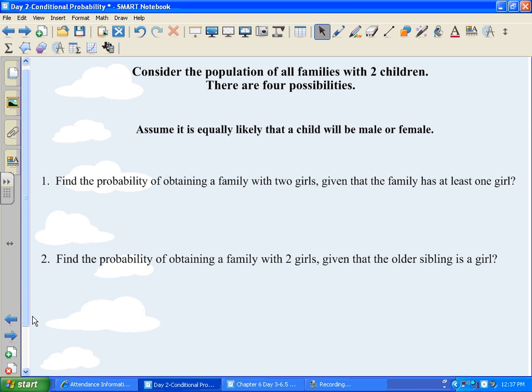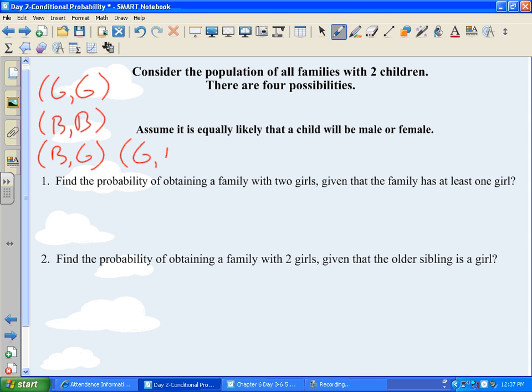There's 4 possibilities right now. By the way, what are the 4 possibilities that we can have if it's 50-50? We can have a girl. We can have a boy. We can have a boy and a girl. And then a girl and then a boy. You guys okay with those? That's the only 4 outcomes we can have? Okay.